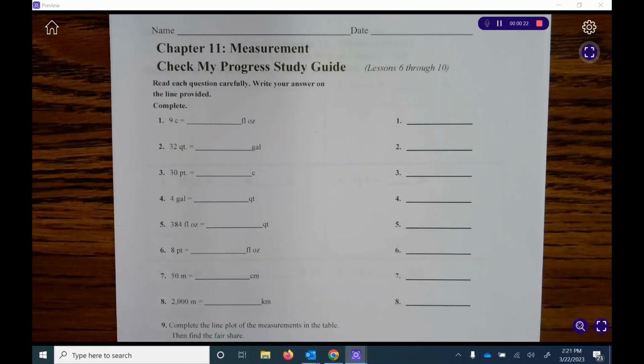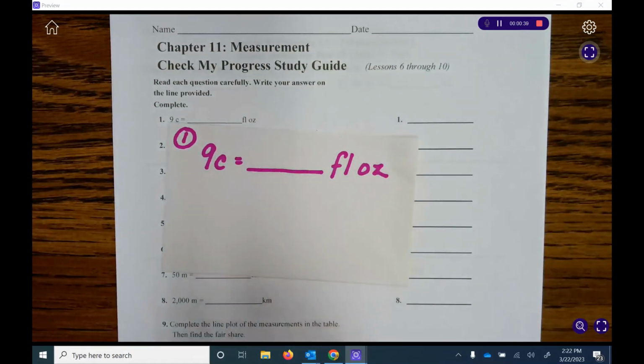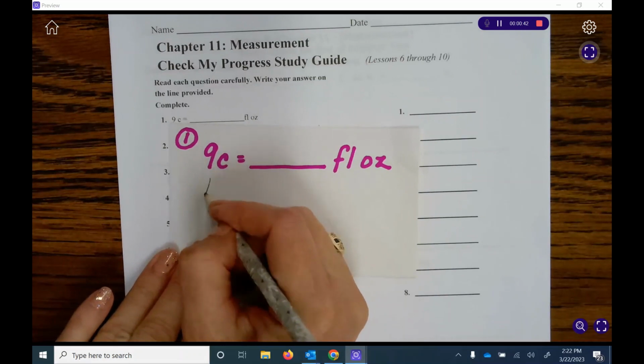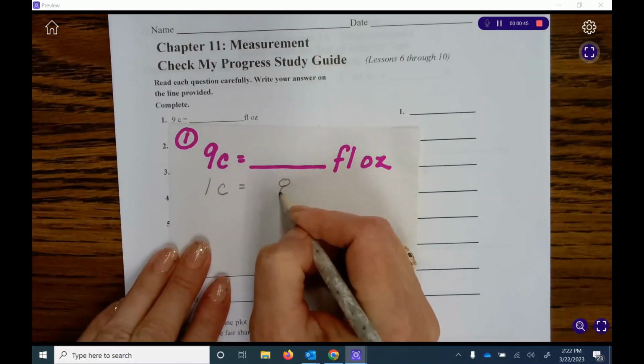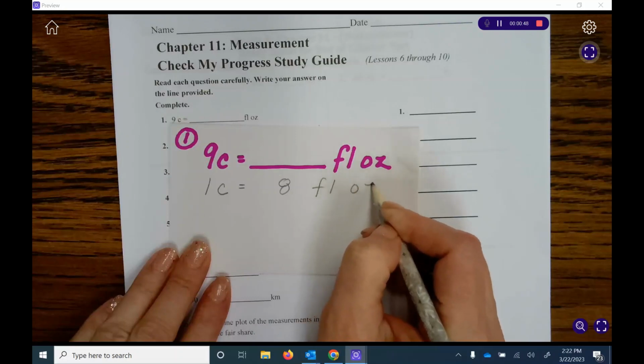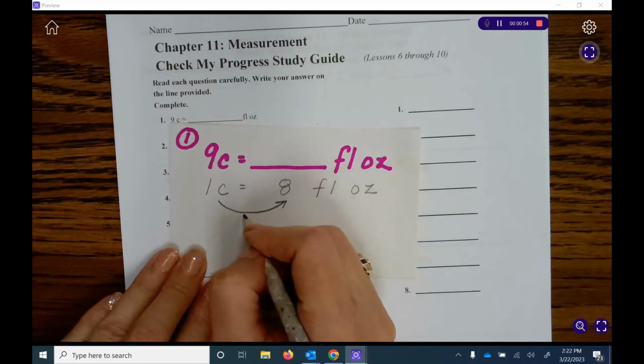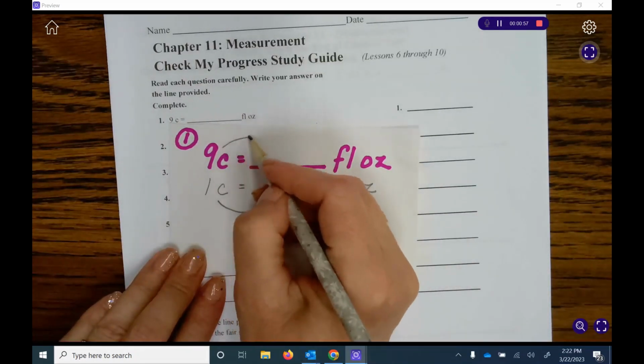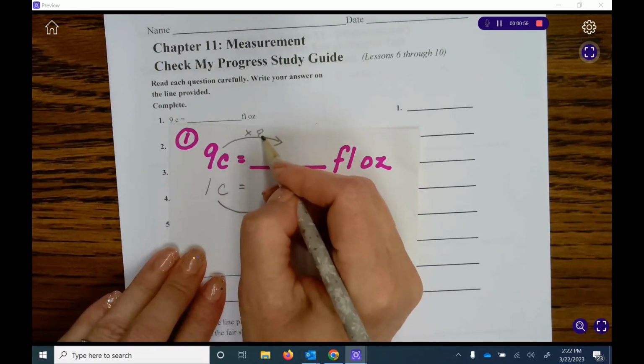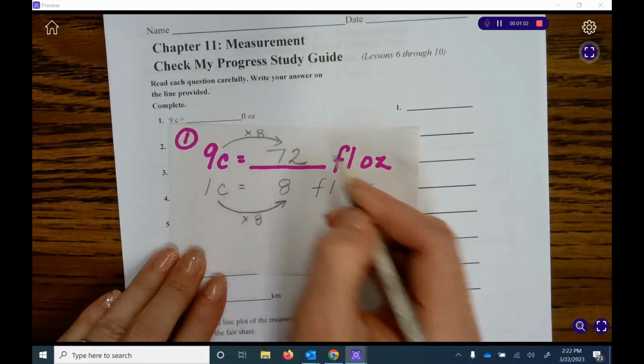All right, first question. 9 cups equals how many fluid ounces? Remember, regular ounces measure weight. Fluid ounces measure capacity for liquids. Alrighty, so question number 1. We know that 1 cup equals 8 fluid ounces. To get from 1 cup to 8 fluid ounces, you multiply by 8. Therefore, we're going to multiply 9 by 8, and that equals 72 fluid ounces.